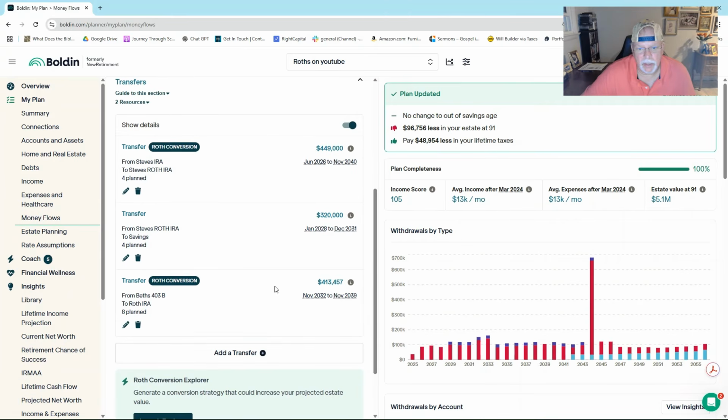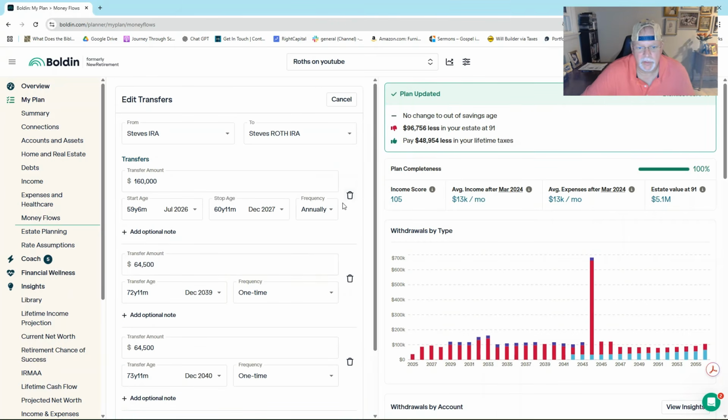Let's see, is that right? No. January, June of 20 to November 2040. I must have clicked the wrong thing. All right, hold on. Let's fix this. That's kind of weird. It says to November of 20.